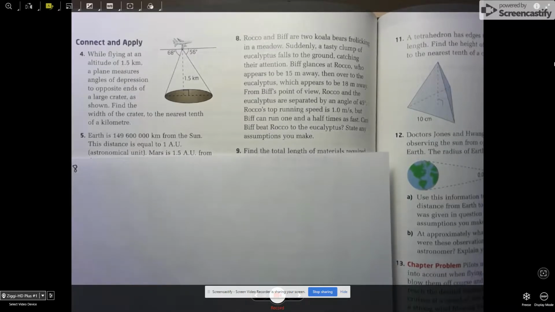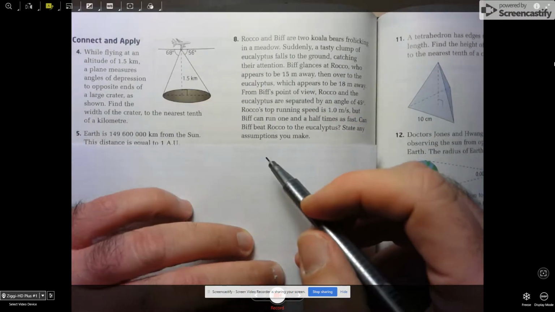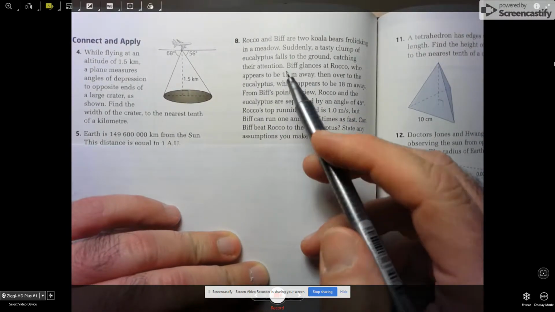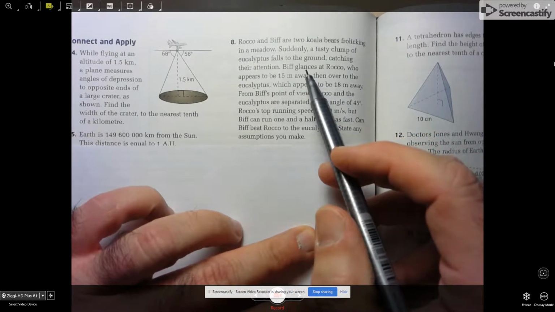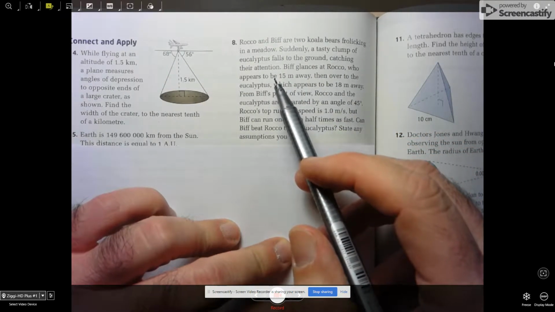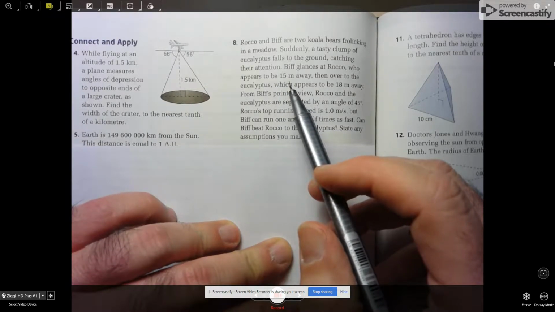Hi, folks. We're going to take a look at page 428, number 8. So quite a lot of information here. So we'll look at the question and try to draw the diagram as we go along. So Rocco and Biff are two koalas frolicking in the meadow. Okay. So a piece of eucalyptus falls down and they give us some information as to where everybody and everything is relative to each other.